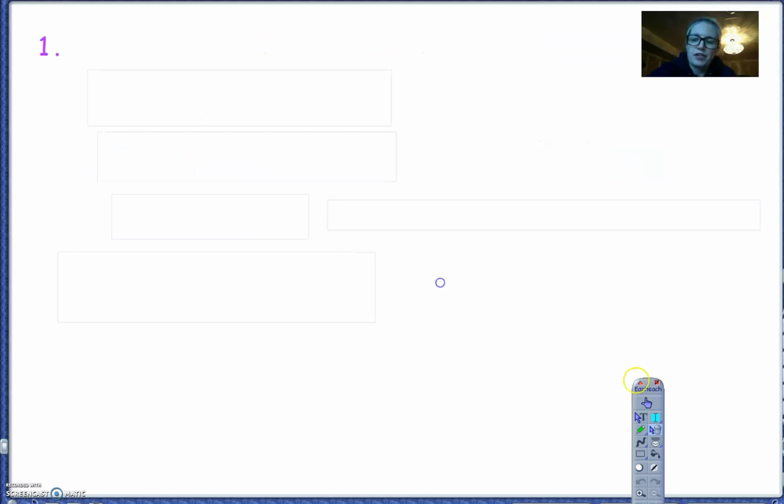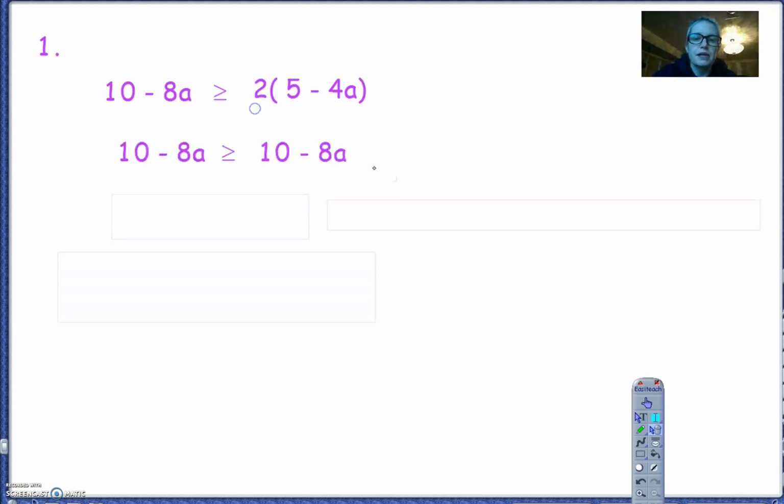Here, write down this first inequality. Okay, we have 10 minus 8a is greater than or equal to 2 times the quantity 5 minus 4a. Okay, first we distribute like we do in equations. You're going to get rid of the parentheses, and we get this. Now you should notice something right away. It kind of looks similar, but again, you have to eliminate your variables first, or combine your variables first.